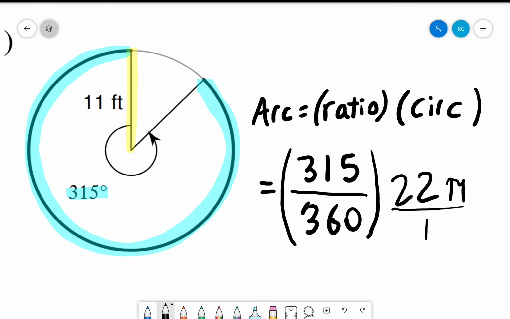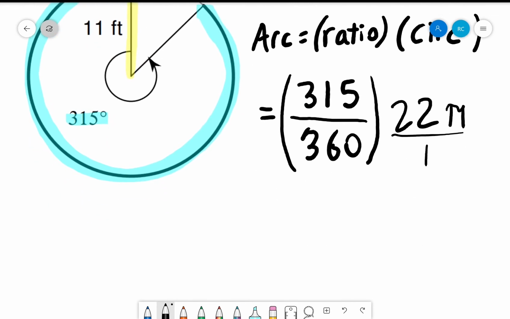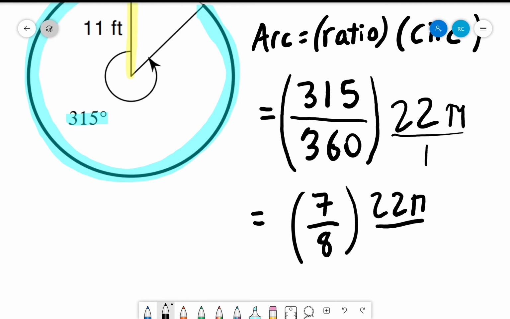So the audio didn't do a very good job of reading that, but the reduced fraction is 7 over 8. So 315 and 360 are both divisible by 45, and it becomes 7 over 8 times 22 pi over 1.